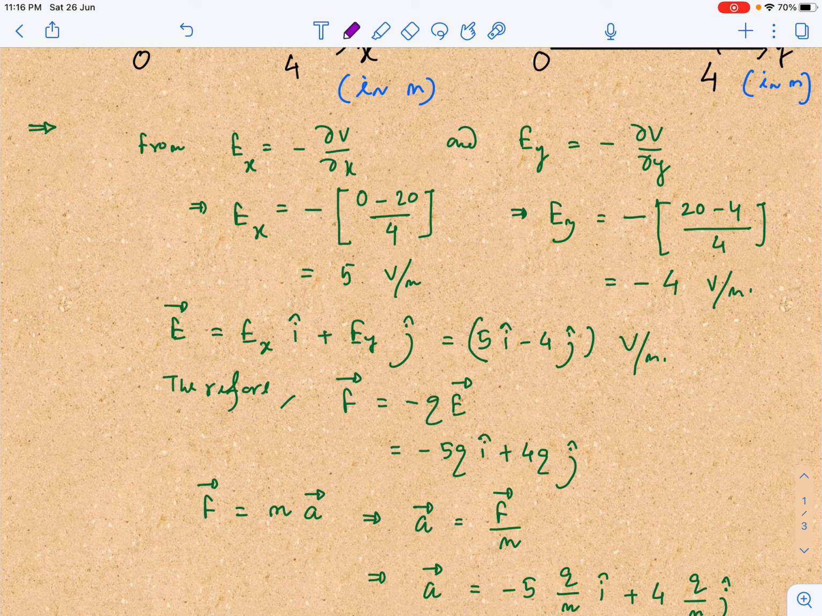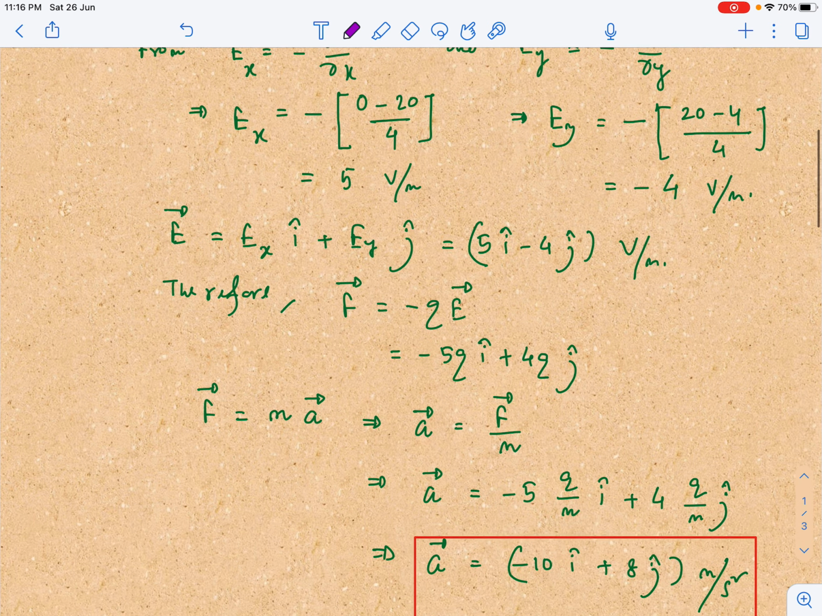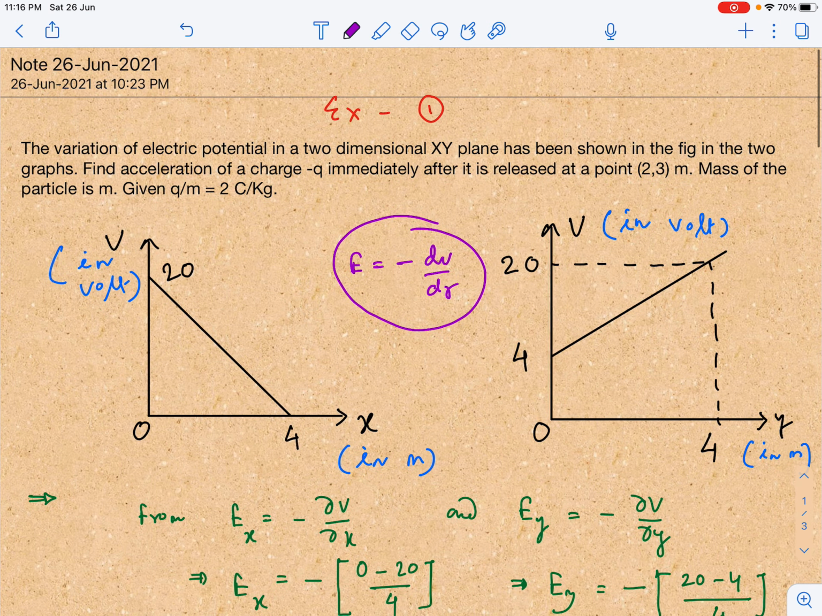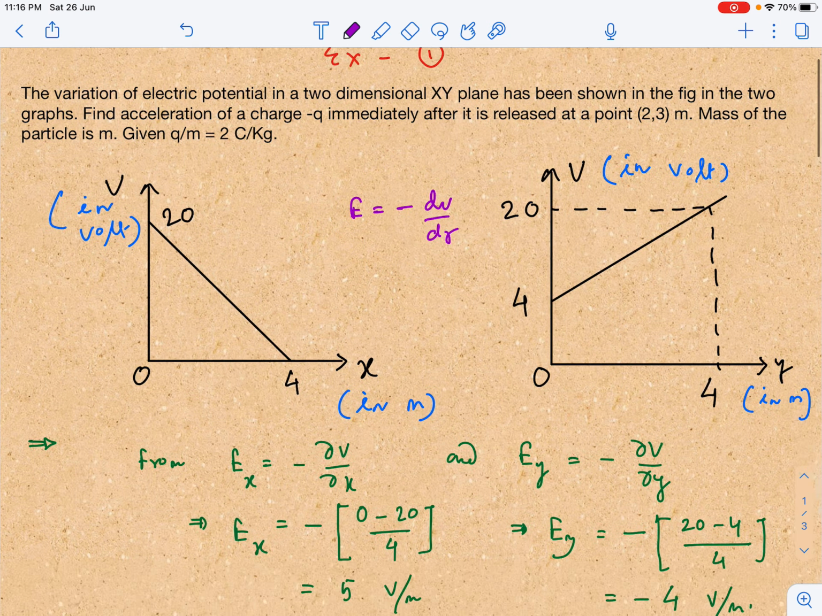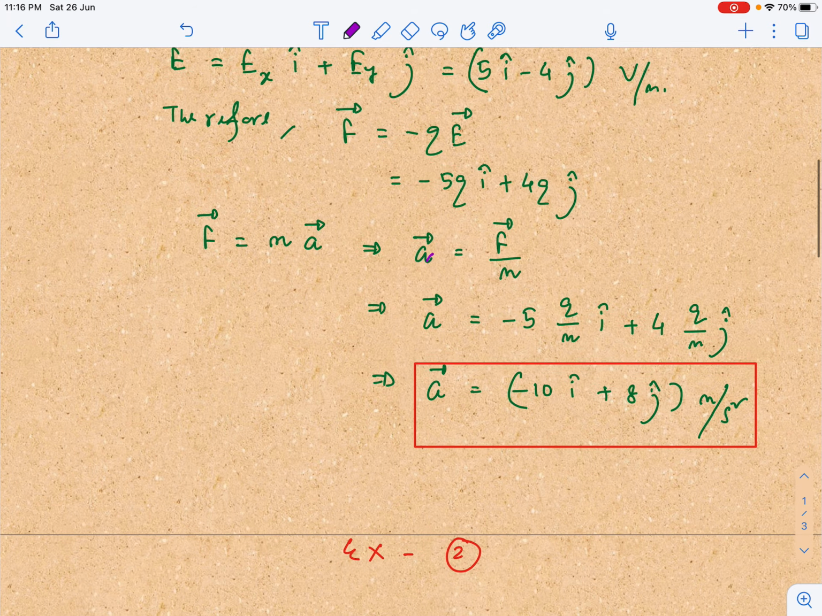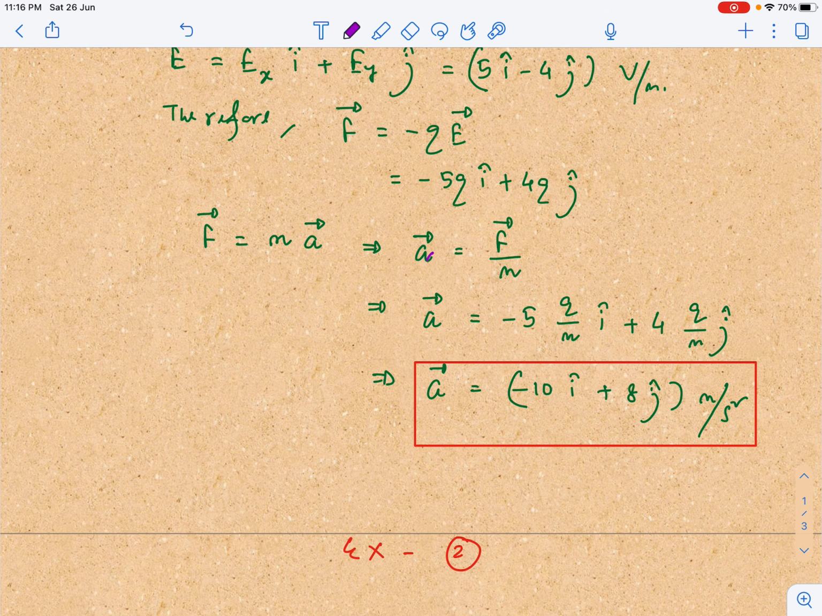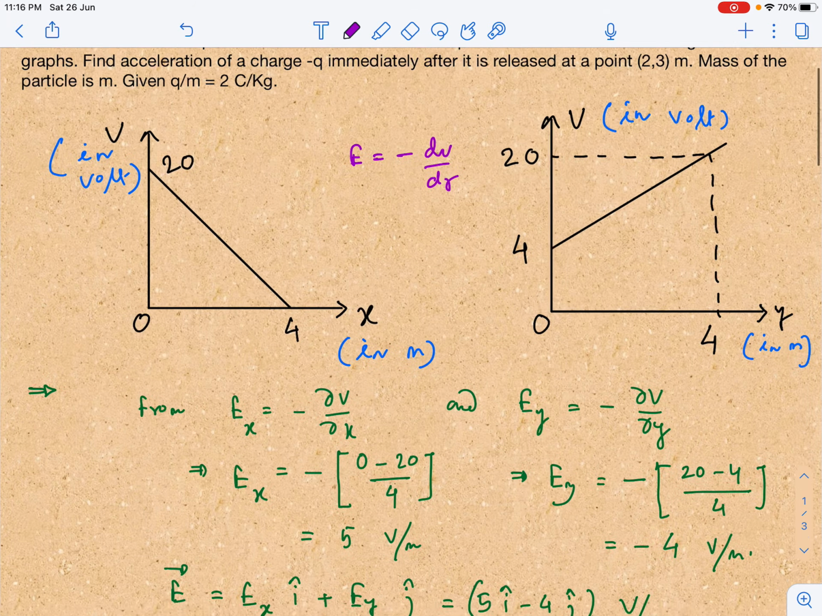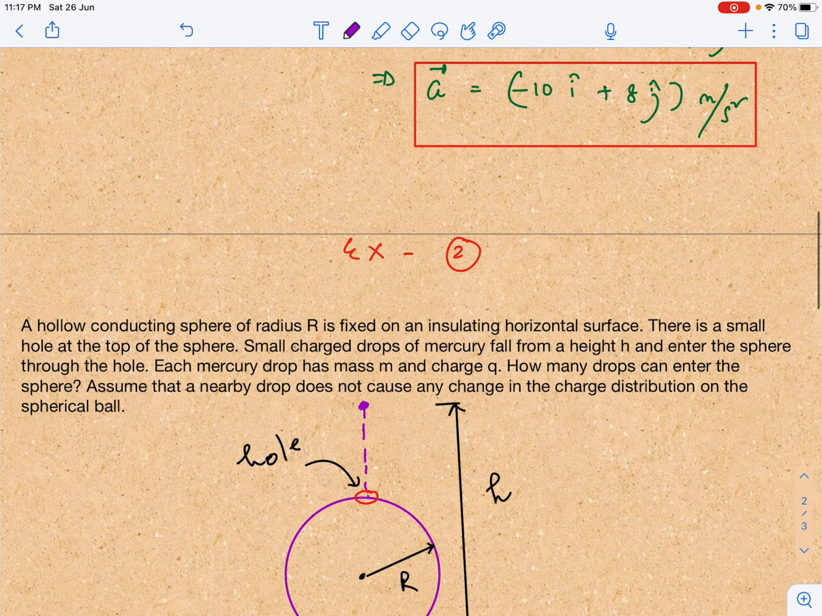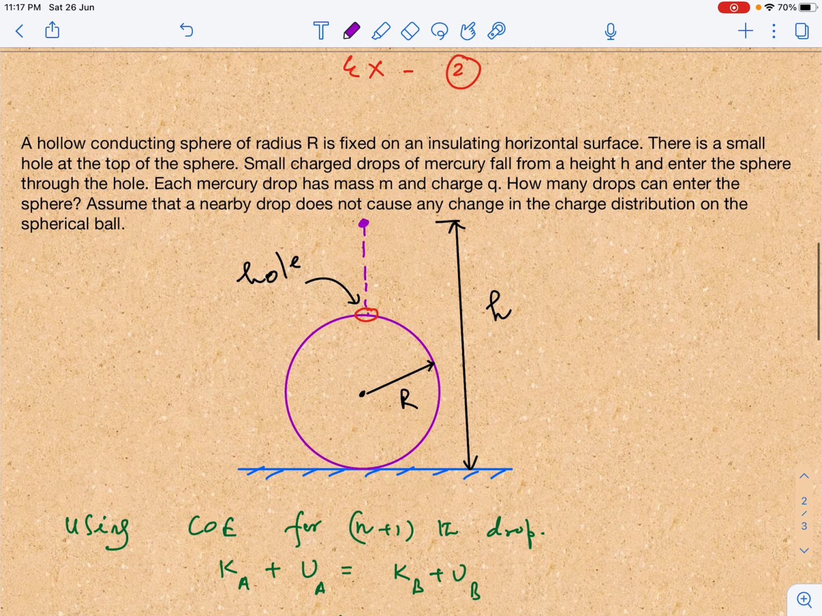So immediately E vector will become Ex i cap plus Ey j cap, which comes to be 5 i cap minus 4 j cap. Now force equal to minus q into E vector, as the charge is given to be minus q here. So force becomes this, then force equal to mass into acceleration, acceleration is force by mass. So minus of 5q by m i cap plus 4q by m j cap. q by m is given to be 2. So if I substitute, simply I will get acceleration equal to minus 10 i cap plus 8 j cap. Easy question. Let's move on.